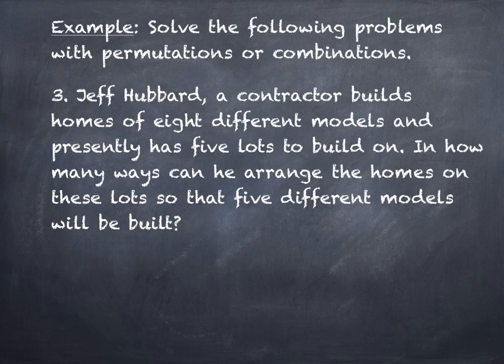I know, but it does say that he has 5 lots to build on. That's where the ordering's coming into play. He has to decide. I mean, what's he going to do, just draw it out of a hat and stick a house on a piece of property? Probably not. It probably matters what's built around it, doesn't it?